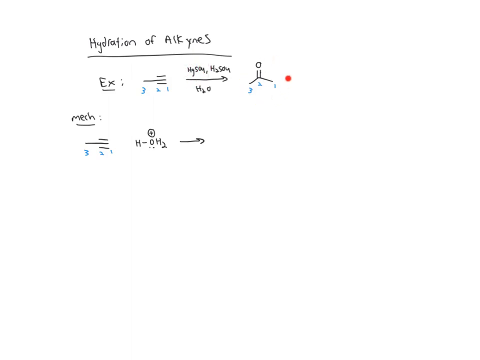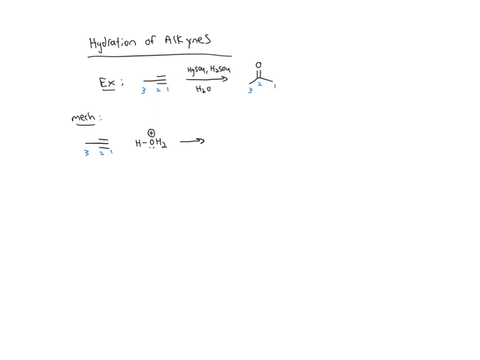We do see that we have a carbonyl as our product. Specifically, this is a ketone, and we're going to see how this comes about because it doesn't automatically look like, oh, just a double addition of water. Something else is happening here, and we're going to explain what exactly goes on.